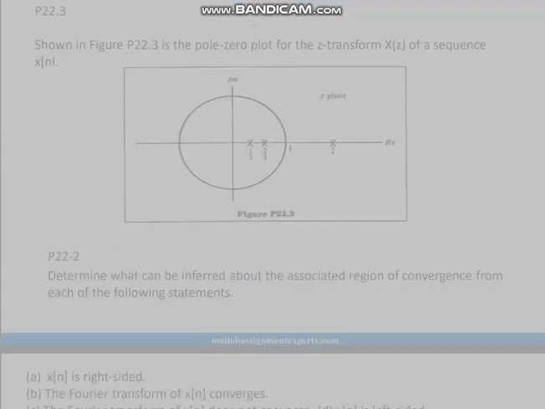Determine x1[n]. P22.3. Shown in figure P22.3 is the pole-zero plot for the Z-transform X(z) of a sequence x[n]. Determine what can be inferred about the associated region of convergence from each of the following statements.